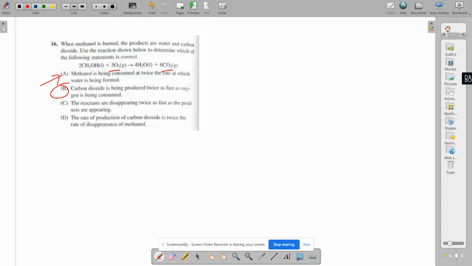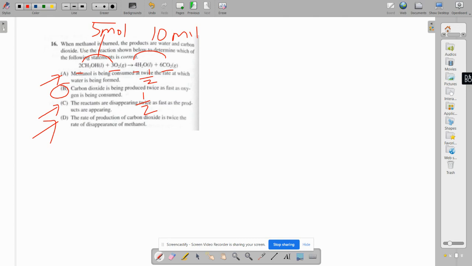Like for letter A, methanol is being consumed at twice the rate of the water being formed. Okay, I would say that's the exact opposite. Methanol is being consumed at 1/2 the rate at which water is being formed, because the water is going to be formed faster than the methanol is being used. For C, the reactants are disappearing twice as fast as the products are appearing. Well, that's interesting. We're going to combine those together, so that's 5 moles of reactants disappearing to 10 moles of products appearing. So I would say the reactants are disappearing at 1/2 the rate of the products appearing. Would you guys agree? So it's kind of the opposite.